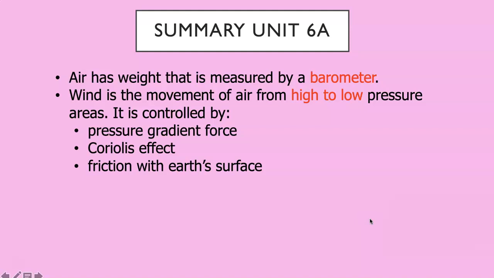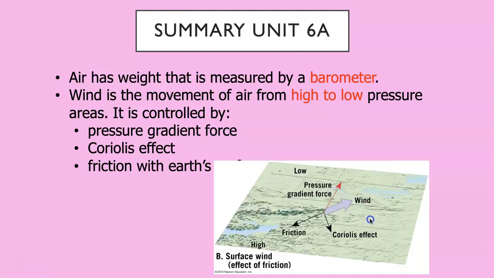Friction with the Earth's surface also slows winds down. So the combination of all 3 of these, high to low air pressure moving you in the direction of the red arrow, the Coriolis effect turning you to the right, and friction slowing you down, results in a wind direction as shown in this gray arrow.